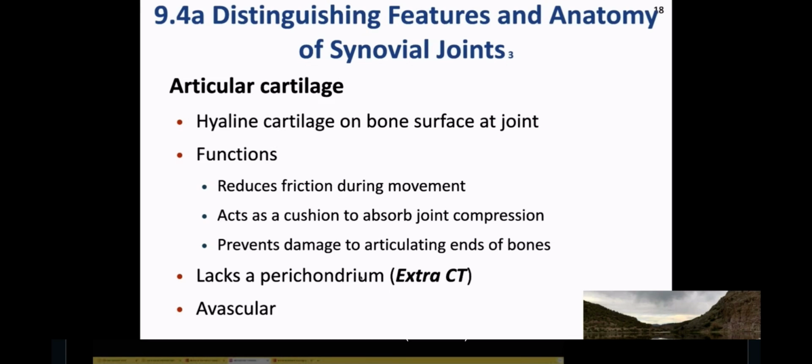This word perichondrium means the articular cartilage doesn't have some extra connective tissue around it the way other connective tissues do. But one of the things about articular cartilage is it's avascular.